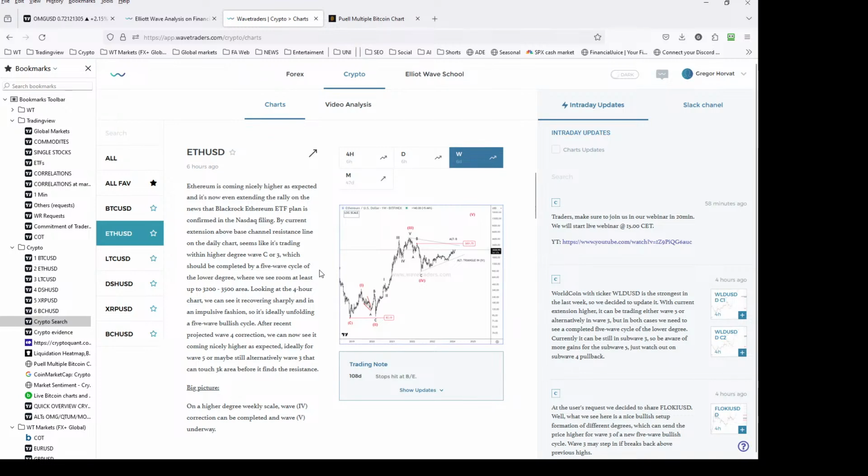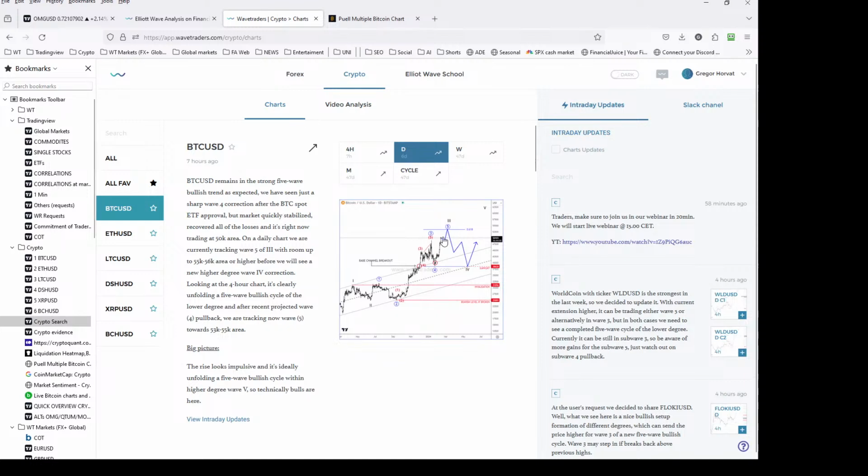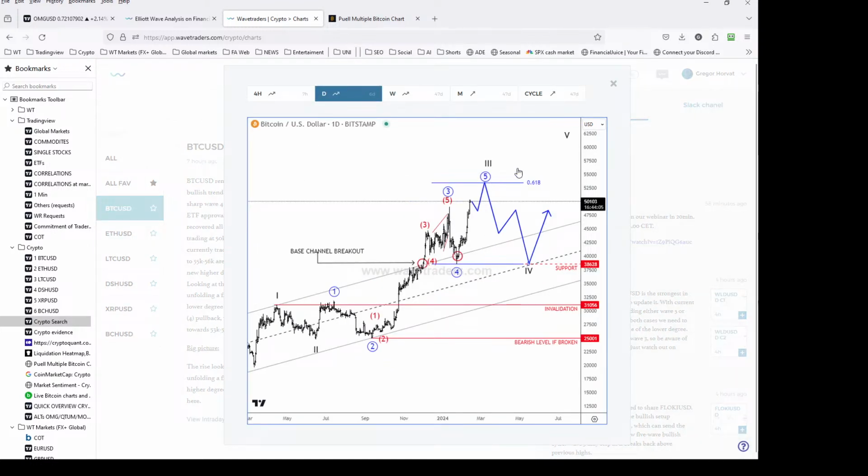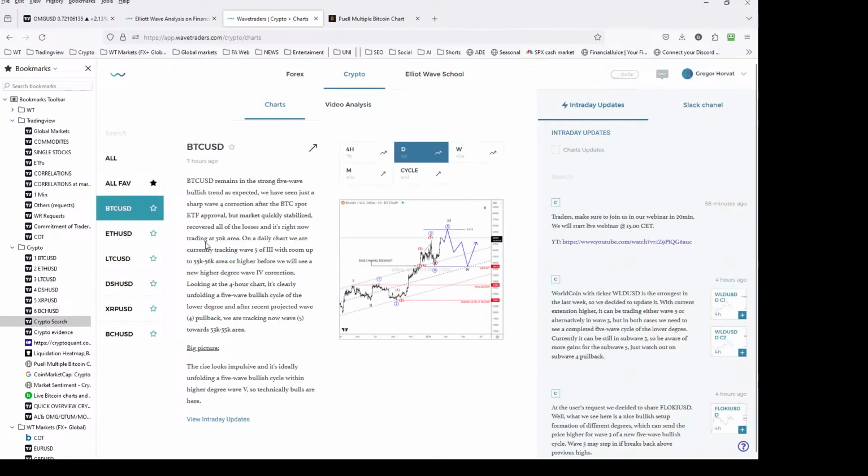But of course, we will have to consider the next pullbacks. Whenever Bitcoin will complete this wave 3 here, we'll see if that would be around 55,000, 60,000, who knows. The next pullback, wave 4 degree, will certainly at some point show up.